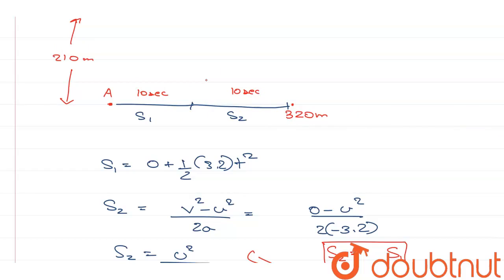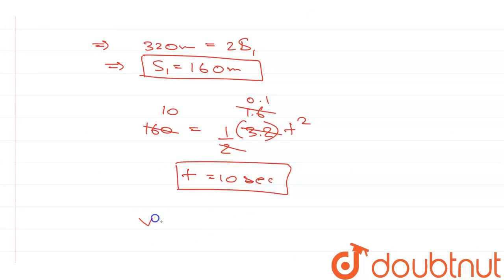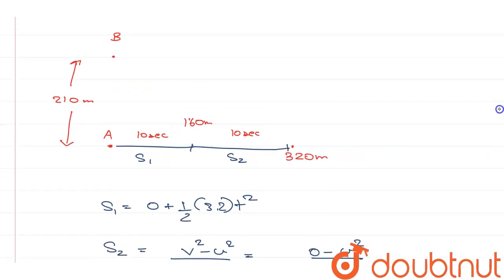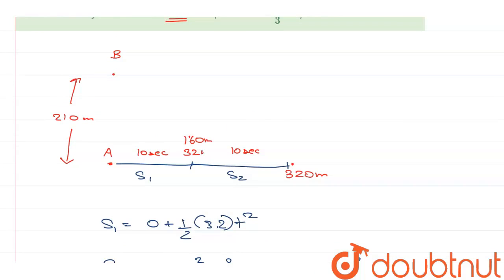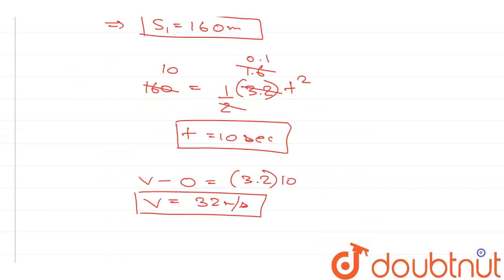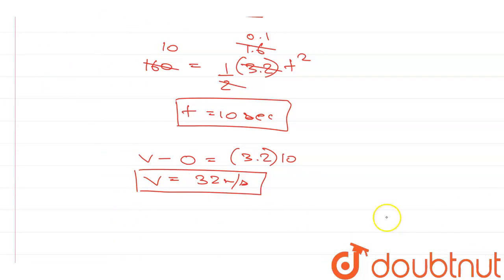And we have to find out its position after 15 seconds. So after 10 seconds, it is at 160 meters. And after 10 seconds, its velocity will be v minus 0 is equal to 3.2 times 10, which means v is equal to 32 meter per second. So its velocity is 32 meter per second. Now we have to find out after 15 seconds. So 10 seconds have already elapsed. I have to find out what happens in the next 5 seconds. So for the next 5 seconds, there is a constant retardation.